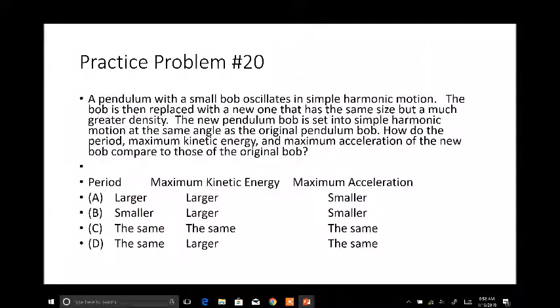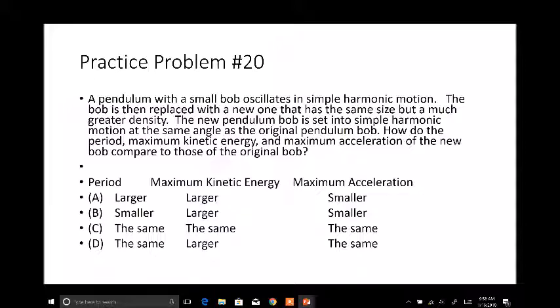All right, for our last multiple choice problem, number 20, we have a pendulum with a small bob oscillating in simple harmonic motion. The bob is then replaced with a new one that has the same size but a much greater density. That means it has more mass. The new bob is set in simple harmonic motion at the same angle as the original pendulum bob. How do the period, the maximum kinetic energy, and the maximum acceleration of the new bob compare to the original bob?